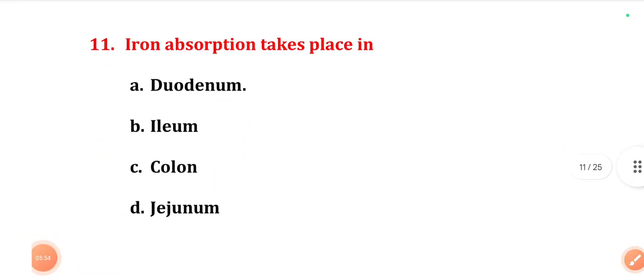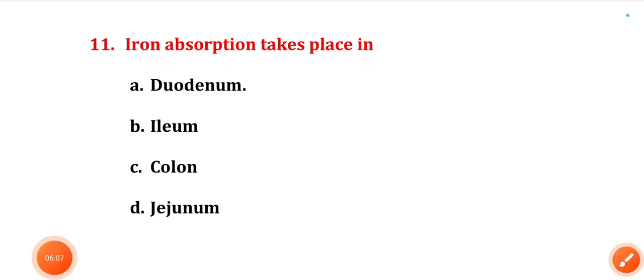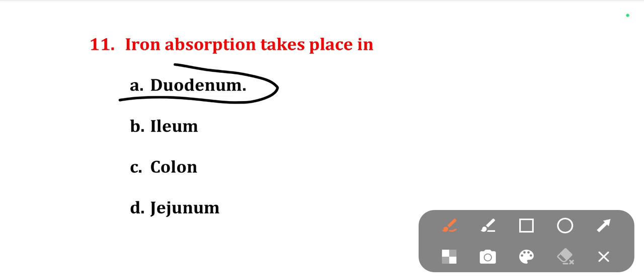The next one: iron absorption takes place in? In the gastrointestinal tract, where is most of the iron absorbed? The options are duodenum, ileum, colon, jejunum. The right one is the duodenum. The duodenum is the perfect part for the absorption of iron, and it is the first part of the small intestine.